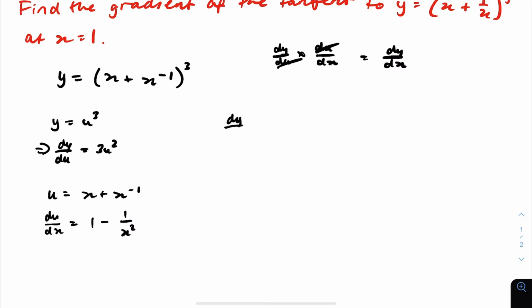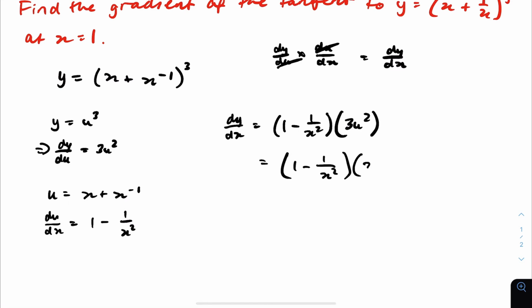So dy over dx is du over dx, which is 1 minus 1 over x squared, times dy over du, which is 3u squared. So dy over dx is equal to 1 minus 1 over x squared times 3 times u squared. So u, as we can recall, was x plus 1 over x, and we're squaring that. So this is our differentiated function, and luckily we don't need to simplify further.